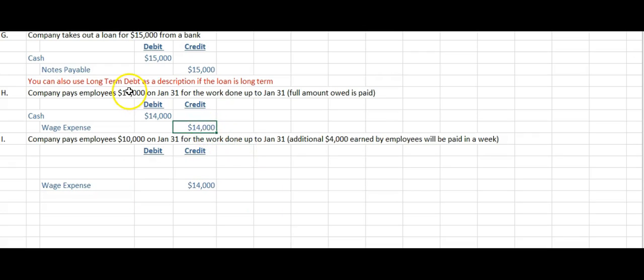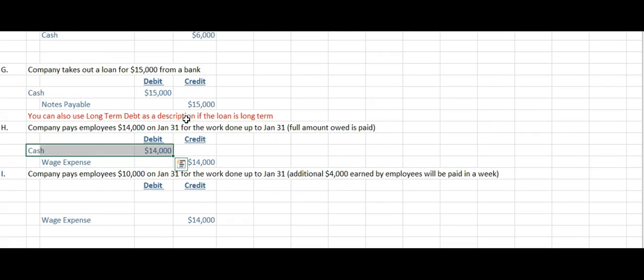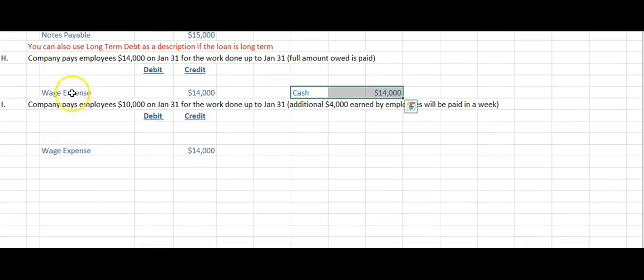And here we paid the full amount that the employees earned, and here we only paid them 10. But since the employees earned it, we're going to recognize the same expense, right? But we only paid $10,000 in cash. You know what? By the way, I did this backwards. I apologize. So I did this backwards, right? If I pay, what goes down, right? If I pay, my cash goes down. And as we know, expenses go up with a debit.